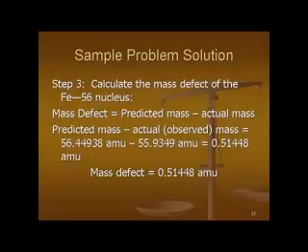Once we have the predicted mass, or the rest mass, we can move on to step 3, which is to calculate the mass defect of the iron 56 nucleus. The mass defect is equal to our predicted mass minus the actual mass, or observed mass. So 56.44938 atomic mass units minus 55.9349 atomic mass units gives us 0.51448 atomic mass units. Our mass defect is 0.51448 atomic mass units.